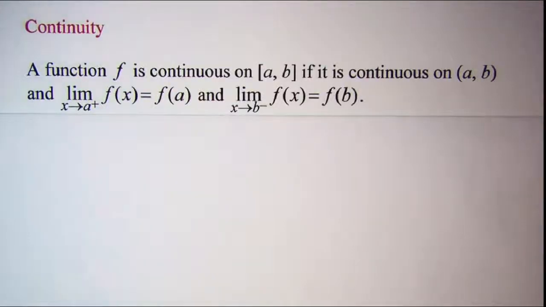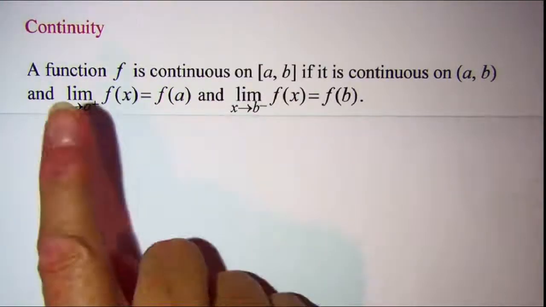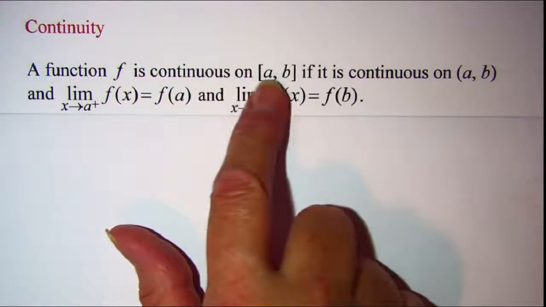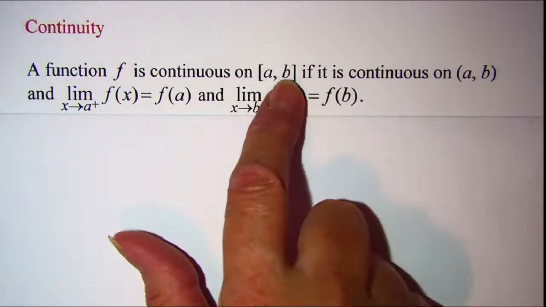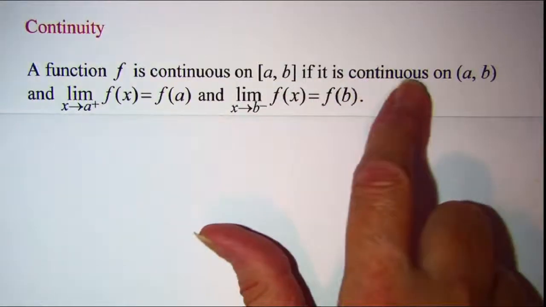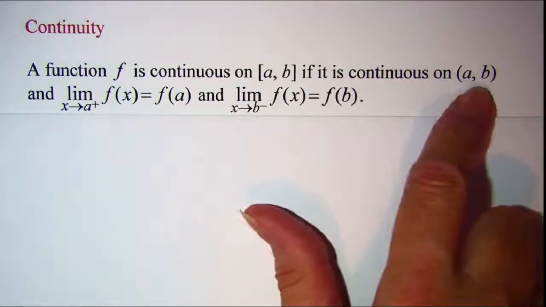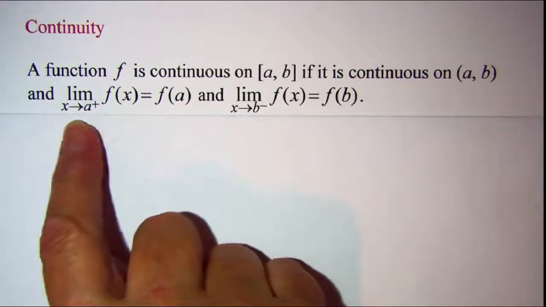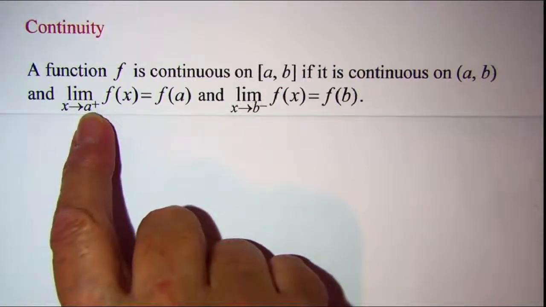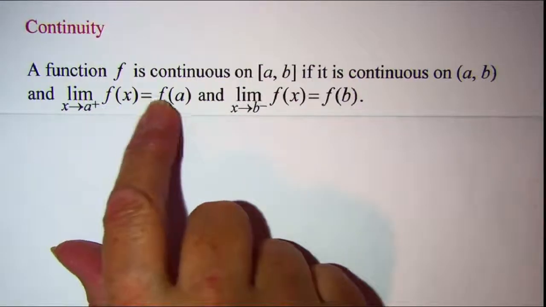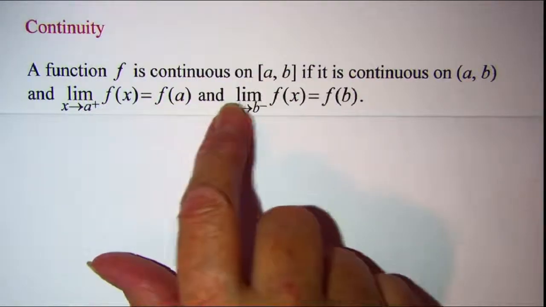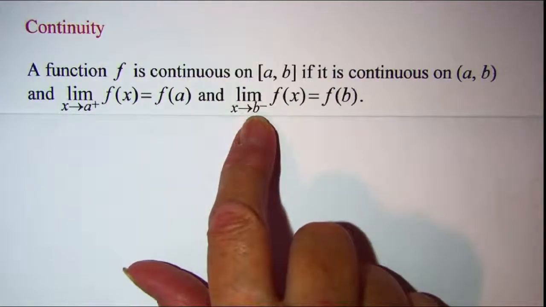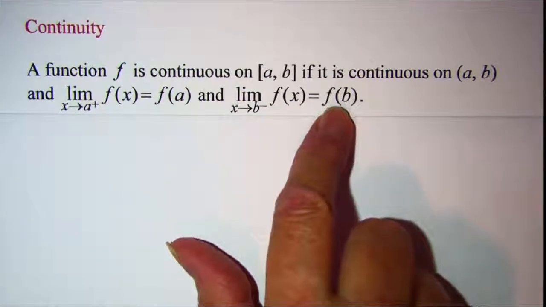In this video, we'll be looking at continuity. A function f is continuous on the closed interval from a to b if it is continuous on the open interval from a to b, and the limit of f of x as x approaches a from the positive direction is equal to f of a, and the limit of f of x as x approaches b from the negative direction is f of b.